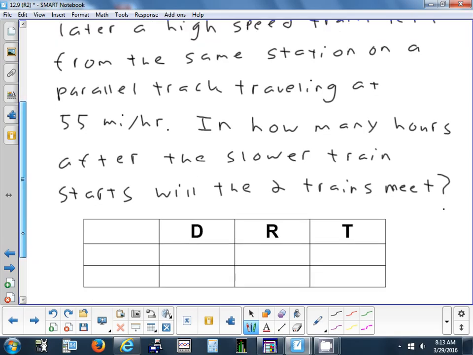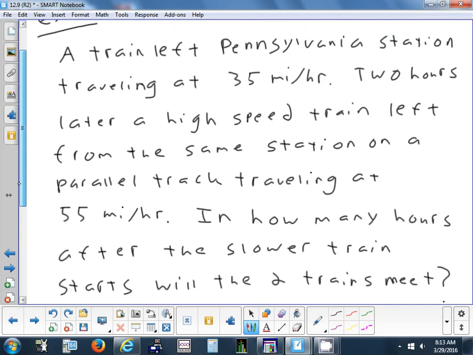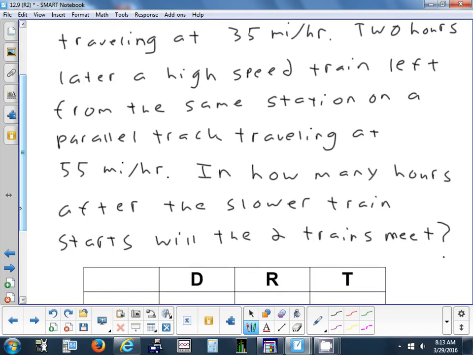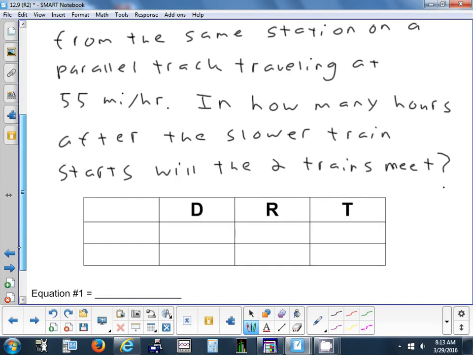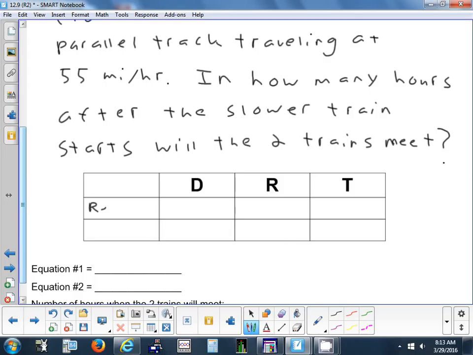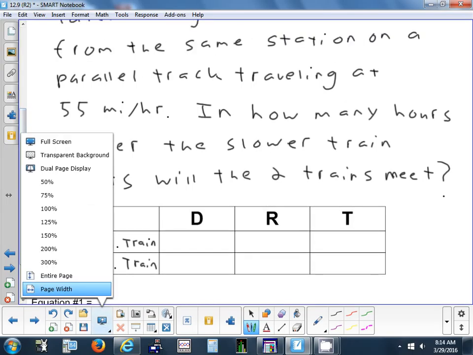All right, so let's figure out what we're going to call our two things. Maybe we could call it regular train and high-speed train. Okay, so let's put that in for our labels. The regular train, and we'll call it the high-speed train. Right, and we have 6 things we have to figure out. We have a distance for each, a rate for each, and a time for each. Let's go back and read through the problem. Okay, let me make it a little smaller.